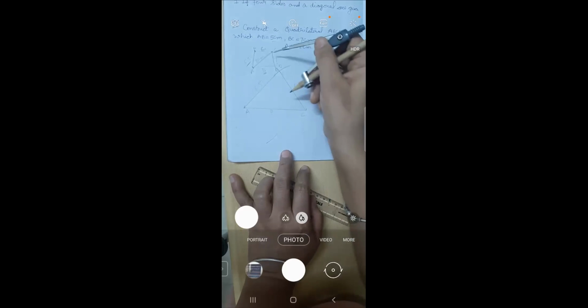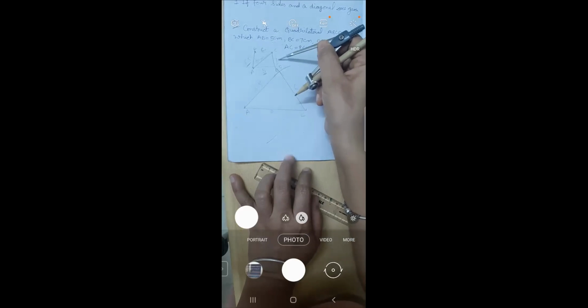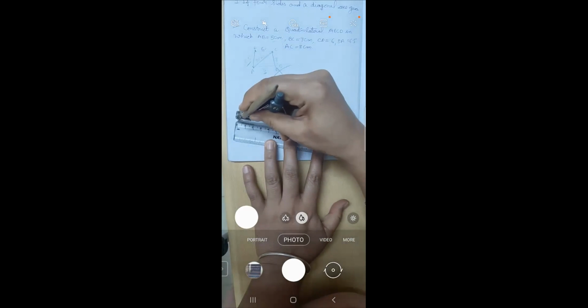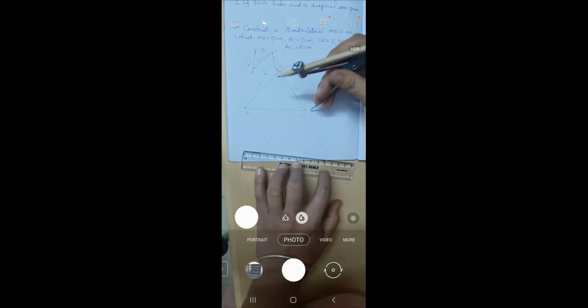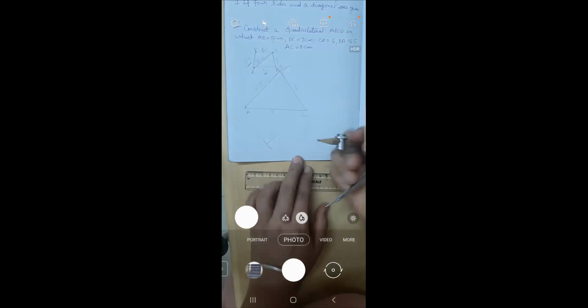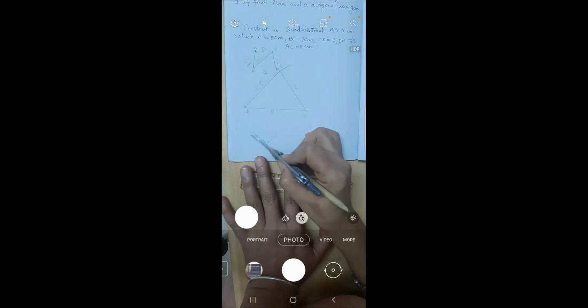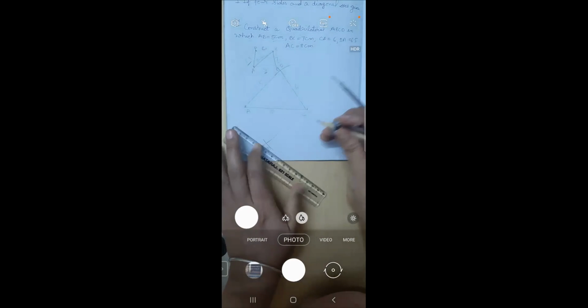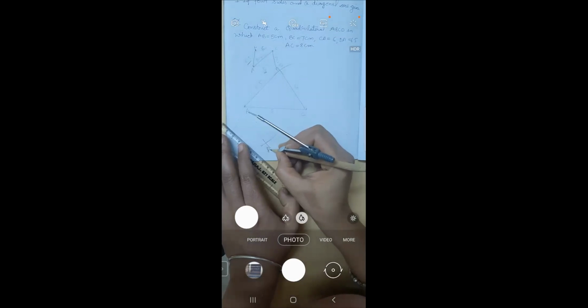Now from C, cut the line at 7 centimeter. Open the compass for 7 centimeter. This is 7 centimeter. Keep here and cut this arc. These two arcs should be properly cut. Now this intersection point will be D.